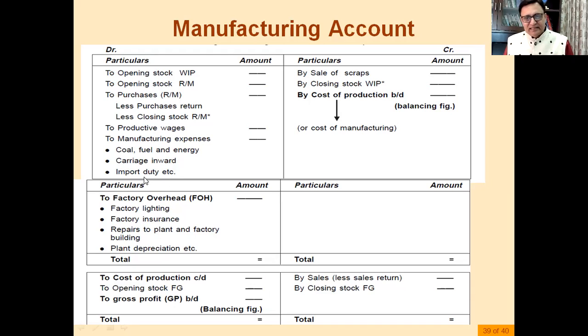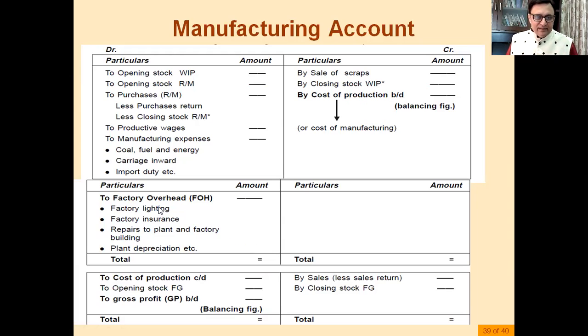And similarly, if there are some returns, for example, you may sell scrap, work in progress, that will be on the credit side. And finally you will be able to make up what is the cost of production. So debit side will be more, credit side will be less, that will become by cost of production brought down. So cost of manufacturing you will be able to calculate. Similarly you have factory overhead, factory lighting, all these expenses.